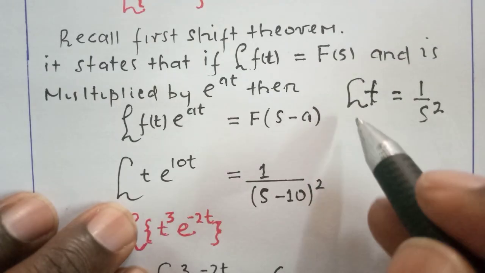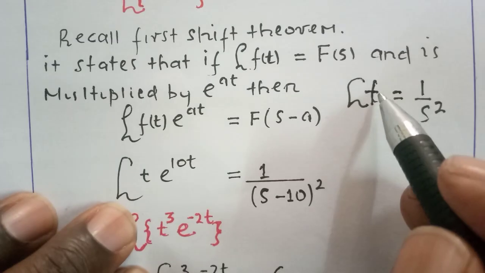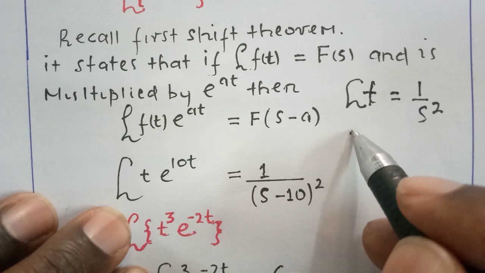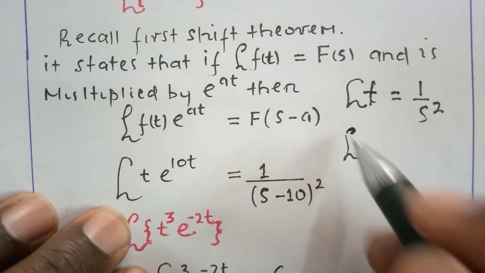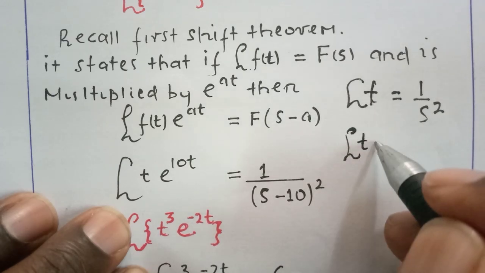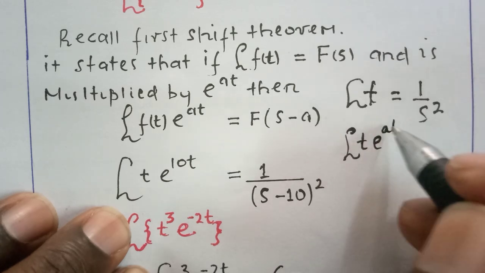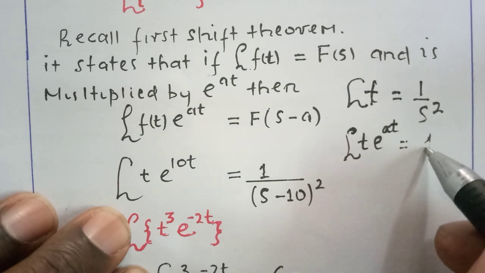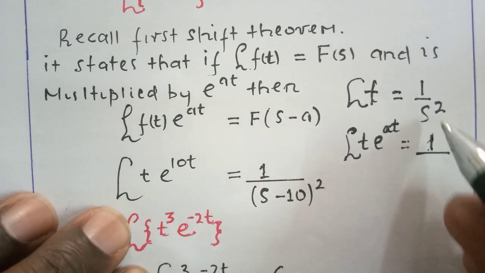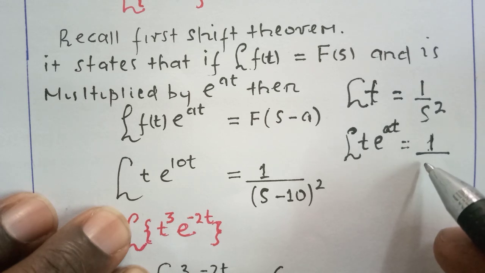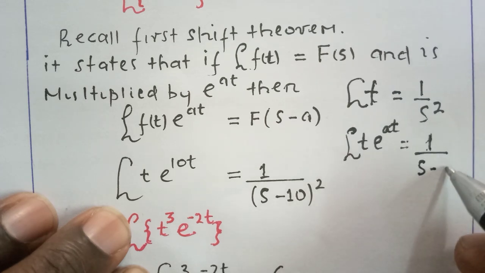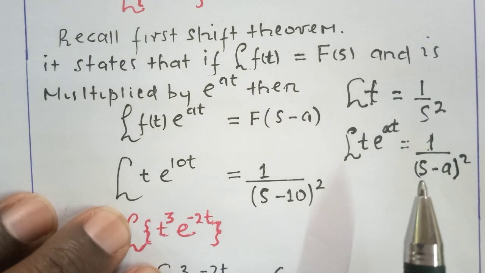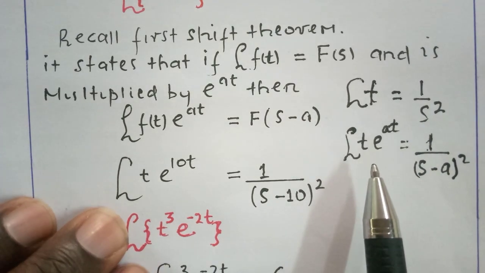But now, guys, when we multiply this t with e raised to at, this is t, then e raised to at. According to the shift theorem, this is what we get: 1 all over, now instead of writing s squared, we shall write s minus a, squared. So that's what the first shift theorem states.